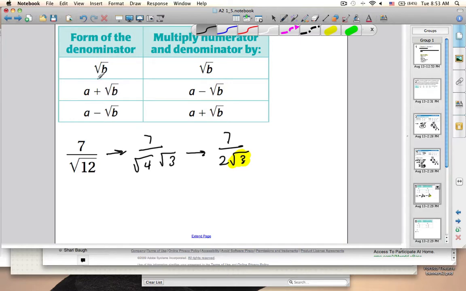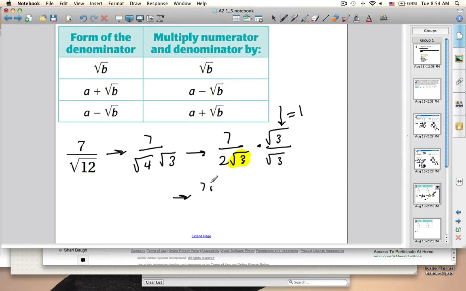But I'm in this top situation. I just have the square root of 3. So I'm going to multiply the denominator by the square root of 3. And if I multiply the denominator by that number, I also have to multiply the numerator by that number. Okay, so this fraction that I use to transform another fraction or an expression has to equal 1. Right? So the denominator and the numerator have to be the same.